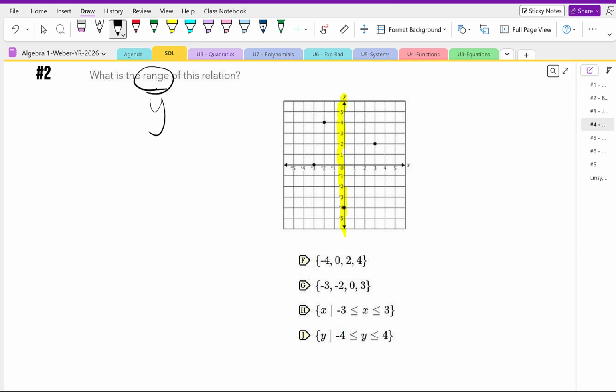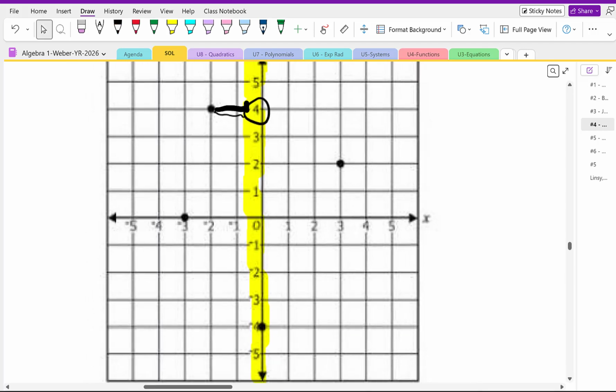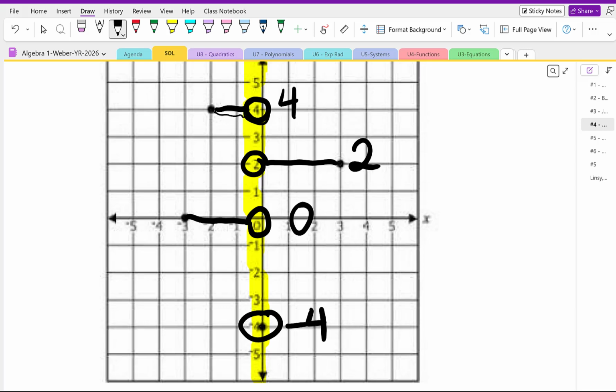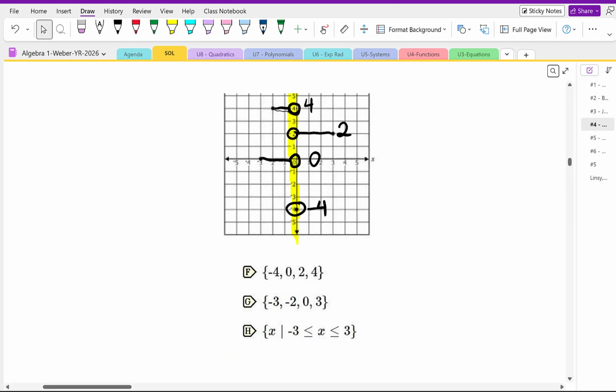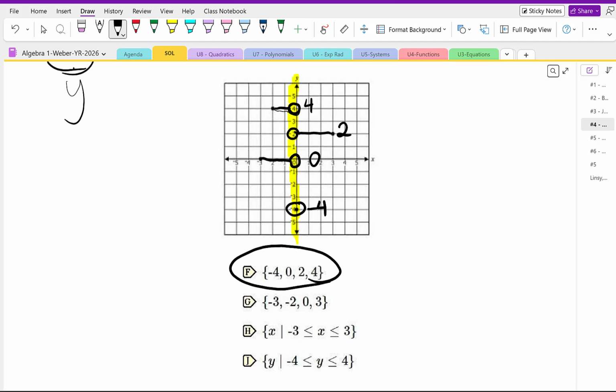So for example, the point at the top, the y is 4. Let me zoom in. So this point, the y is 4. This point, the y is 2. So first I have 4, then I have 2. Okay, this point a little bit more tricky. I have 0. And then this point is on -4. So if we look at our options, that means our range is F, okay? So you have to memorize the multiple meanings of the vocab word. So range is Y.